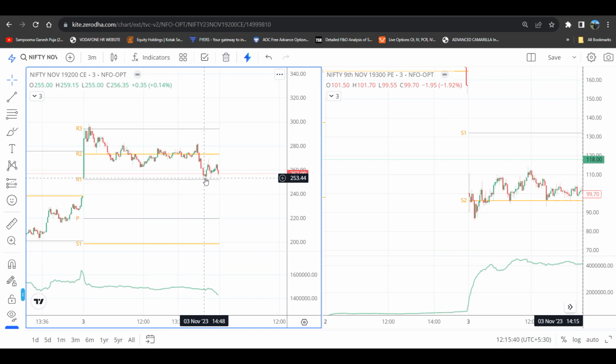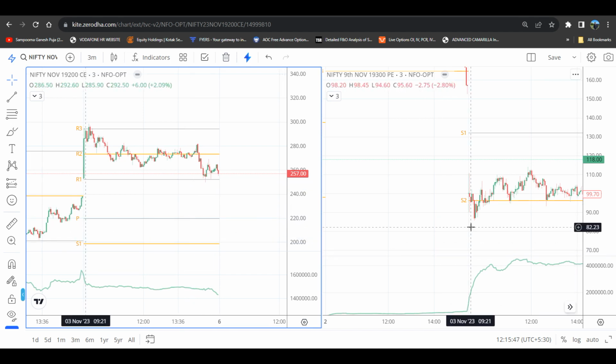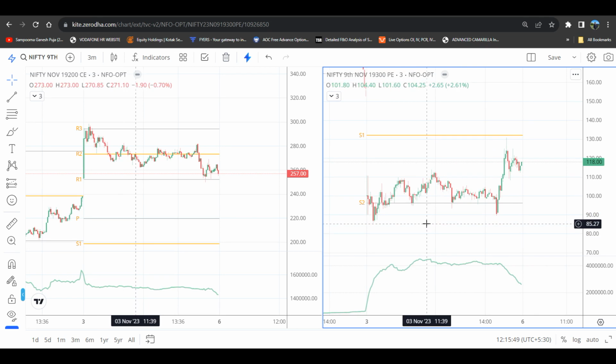Okay, so the important thing here is the R1 and pivot. So R1, S1 and pivot are important levels for us, right? So always we can get the perfect entries on the options whenever we are trading with the options, right?